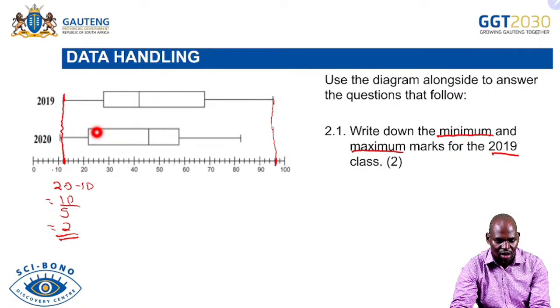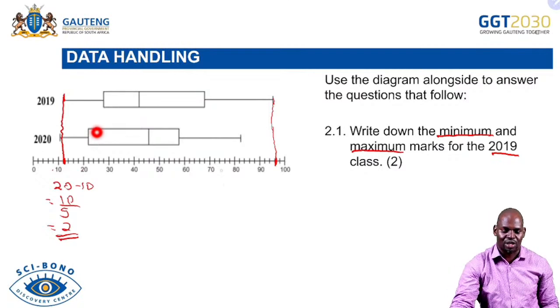So it means each one represents an even of 2. So if this is 10, this will be 12, 14, 16, 18, 20. If this is 90, this will be 92, 94, 96, 98, and then 100. Okay. So just make sure that you write it correctly, because you might make a mistake there, especially if you have to interpret the intervals.